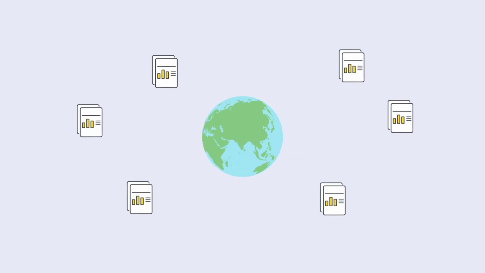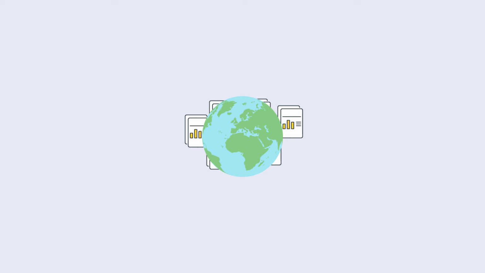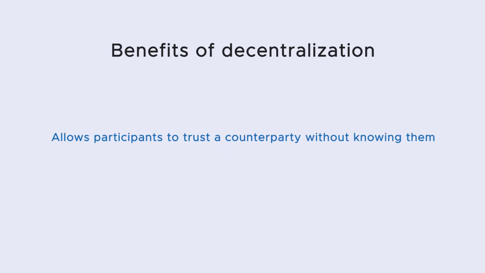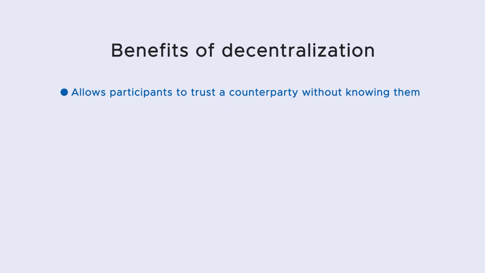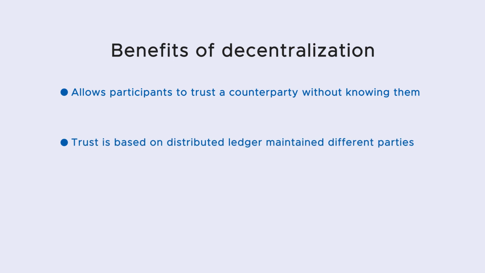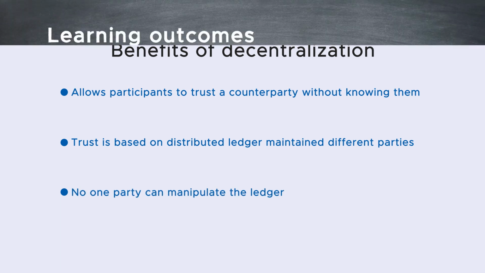What is the benefit of having a decentralized system? Well, a decentralized system allows you to trust a counterparty without having to know them. You have this trust because the ledger is distributed and is maintained collectively by all parties in the network. Therefore, no one party can influence and manipulate the transactions that are on the ledger.